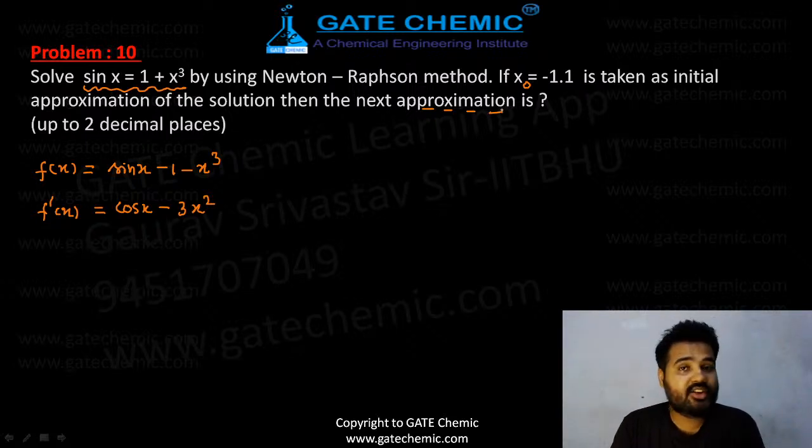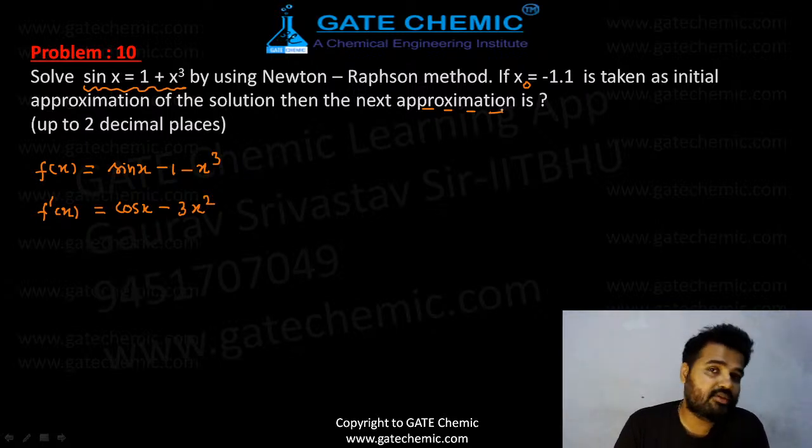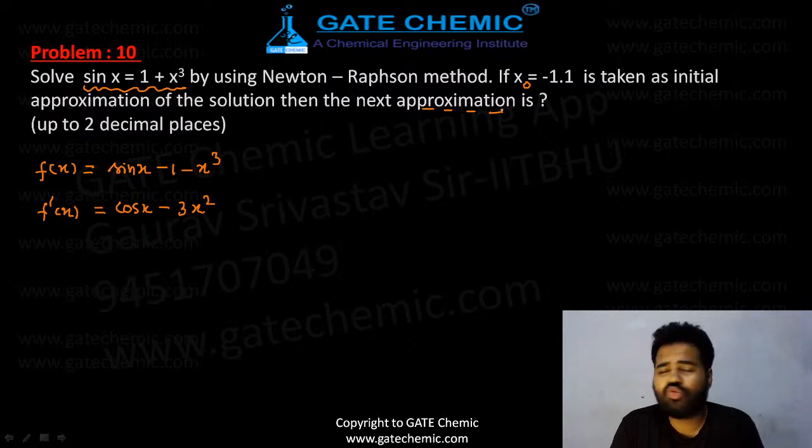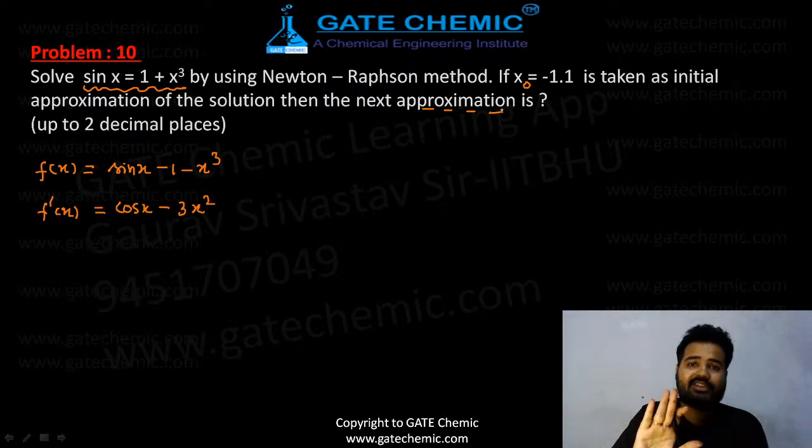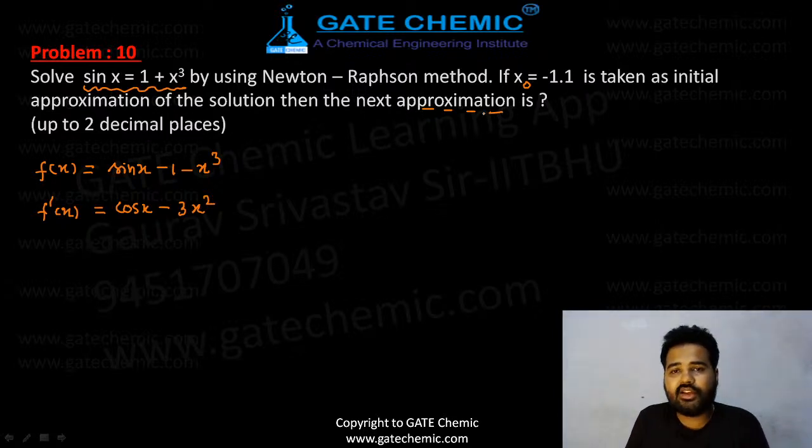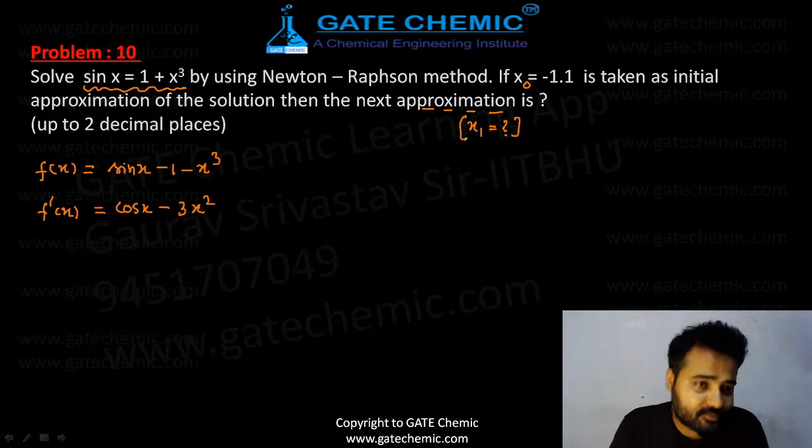If nothing is given in your examination and they are just telling you to solve this equation by using Newton-Raphson method, then use at least 2 or 3 approximations. In 3 approximations you will get the desired answer definitely. In a few cases in only 2 approximations you will get the exact answer. But if they just ask the next approximation, that means they want to know the value of x1 only.